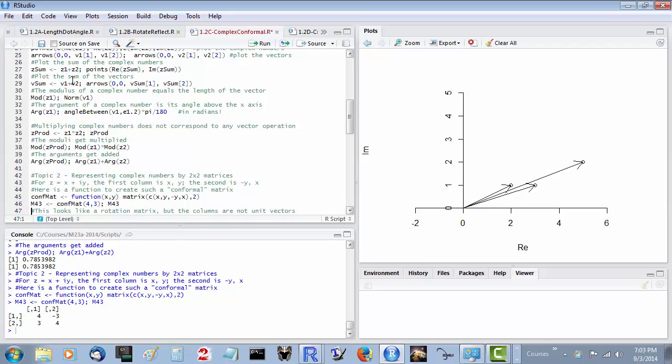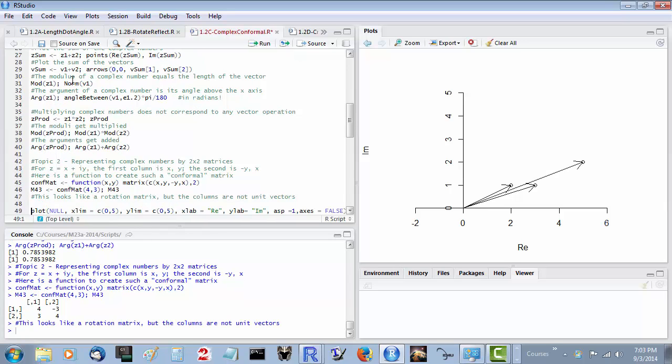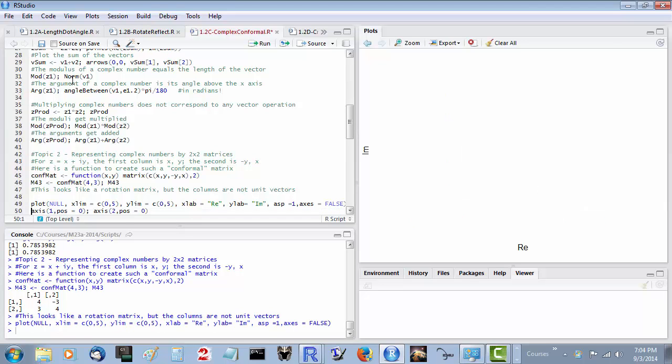You can look at the bottom to see what the conformal matrix M43, which represents a complex number with real part 4, imaginary part 3, looks like. It's got 4's down the main diagonal, a minus 3 in the upper right-hand corner, a plus 3 in the lower left-hand corner. And you say to yourself, this looks awfully much like a rotation matrix, but the determinant isn't 1. The columns aren't unit vectors. Let's see what we can make of this in terms of linear transformations.